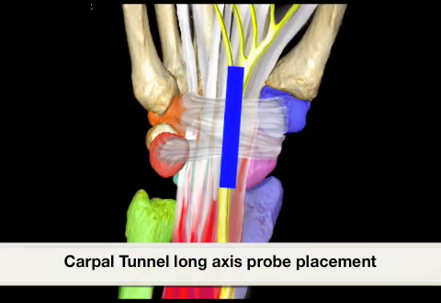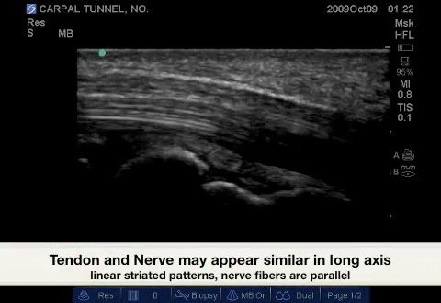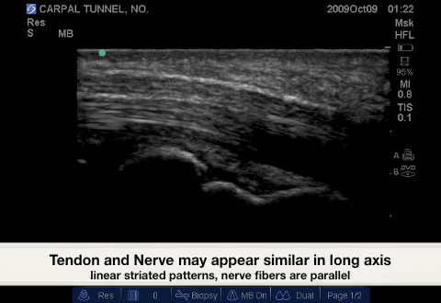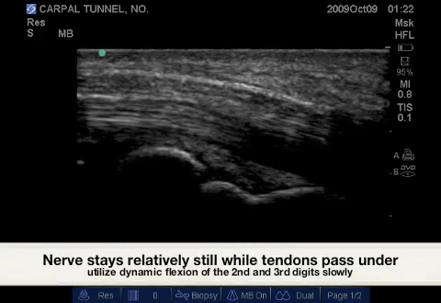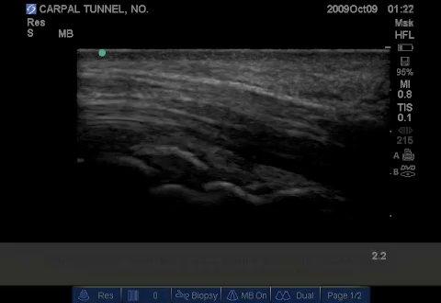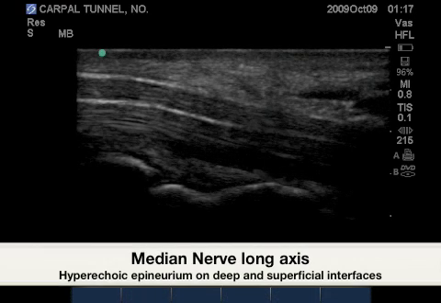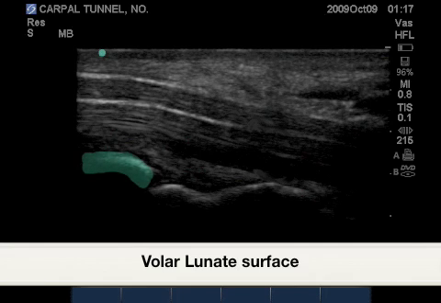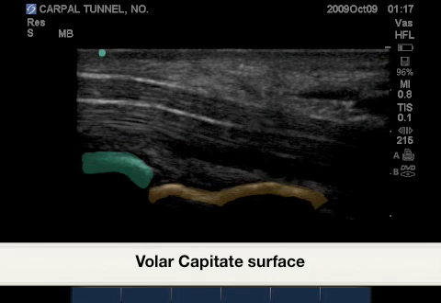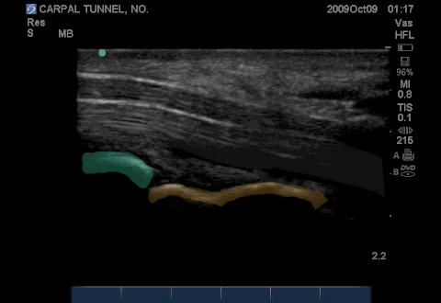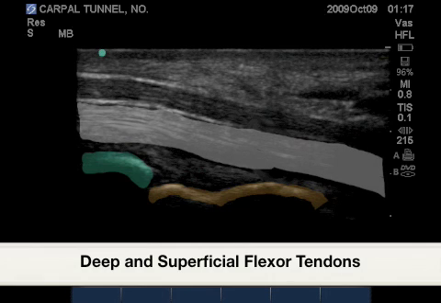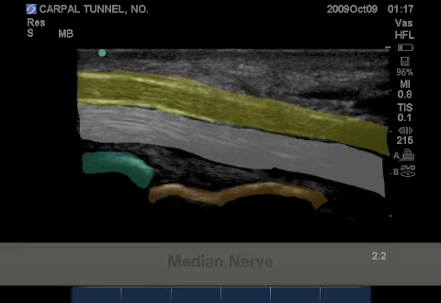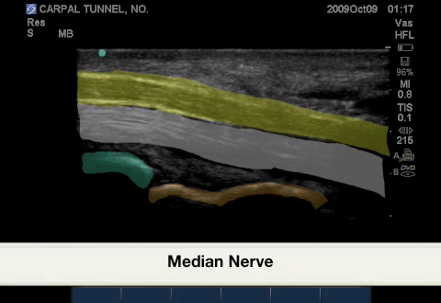Probe position, long axis carpal tunnel. In long axis, nerves and tendons can look similar, so dynamic flexion will determine nerve from tendon, as the tendon will slide beneath the nerve while the nerve stays in a relatively stationary position. Highlighted is the volar lunate surface, followed by the volar capitate surface, which is bell-shaped. The deep and superficial flexor tendons, highlighted in white, and yellow representing the median nerve.